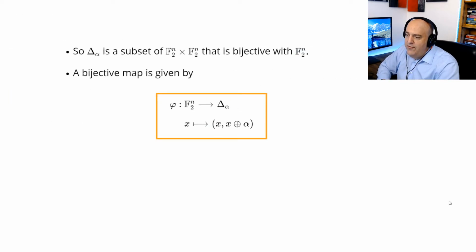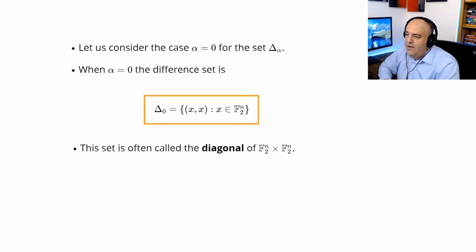So delta alpha is really a subset of the product F2^n times F2^n. But it is bijective with F2^n. And we can see a bijective map very easily. F2^n mapping to delta alpha. Just send x to x comma x plus alpha. That's a bijection. And so we understand the set delta alpha. That's pretty clear what that is right now.